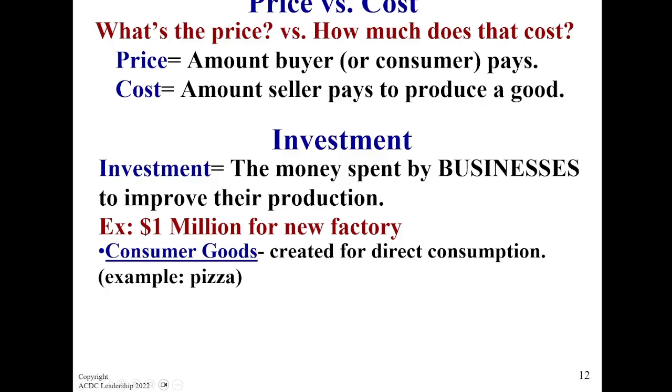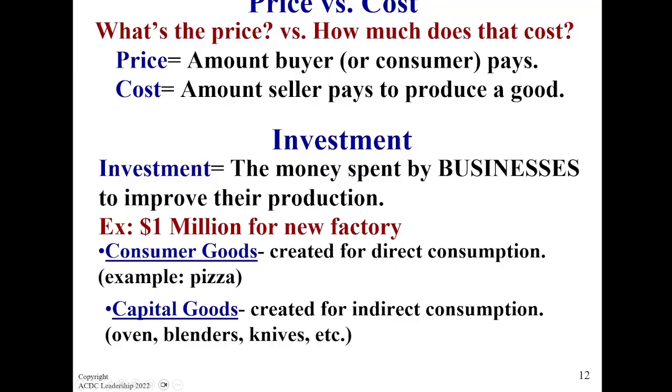So now there's this other thing called capital goods. This is essentially goods that are created for indirect consumption. Essentially, these are the goods that businesses use in order to lower their costs and be more efficient. So, for example, if they get a toaster versus just heating it on the stove, it'll be faster. So they'll reduce their costs, be able to produce more, get more revenue. So these are what capital goods are.